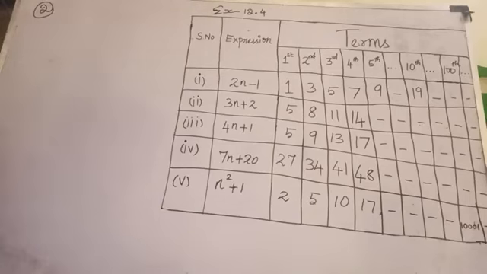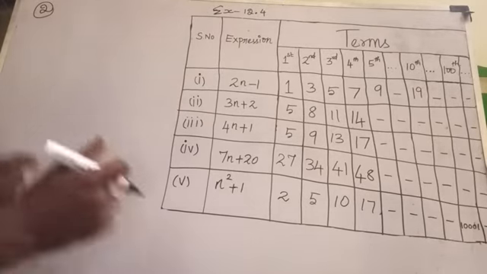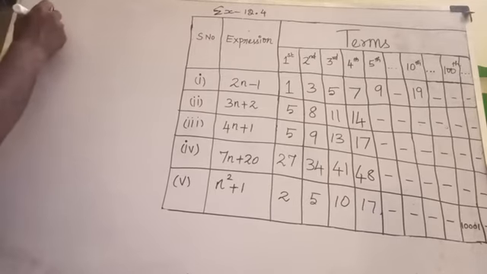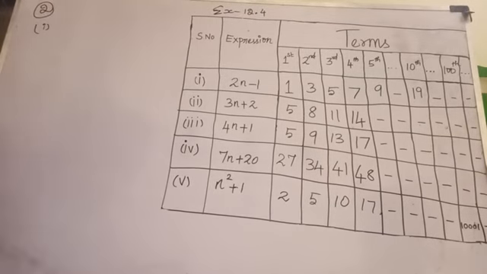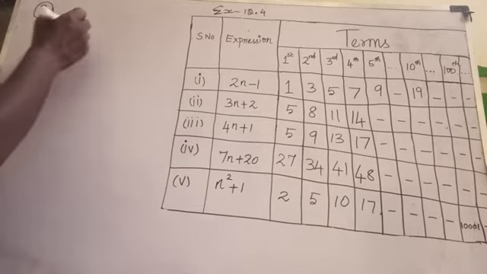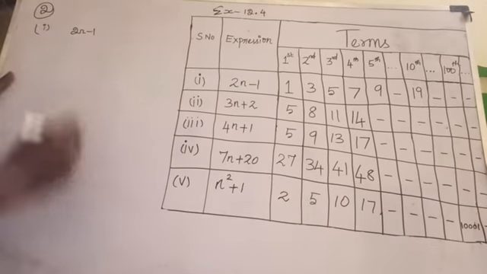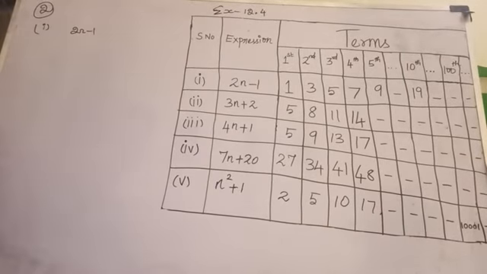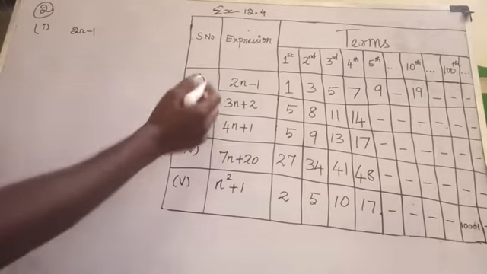Look at question number 2 in exercise 12.4. Use the given algebraic expression to complete the table of number patterns. Look at the first part. It's given in the table that the nth term expression is 2n minus 1. They asked us to find the 100th term here.